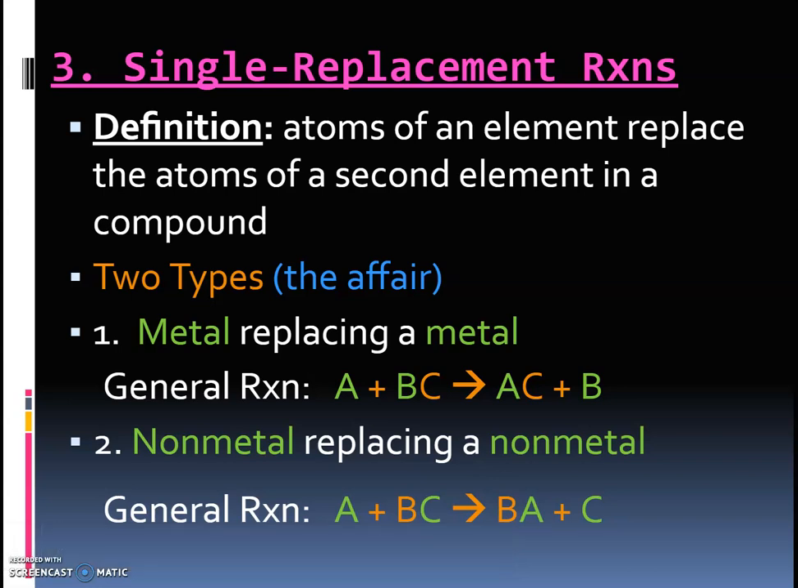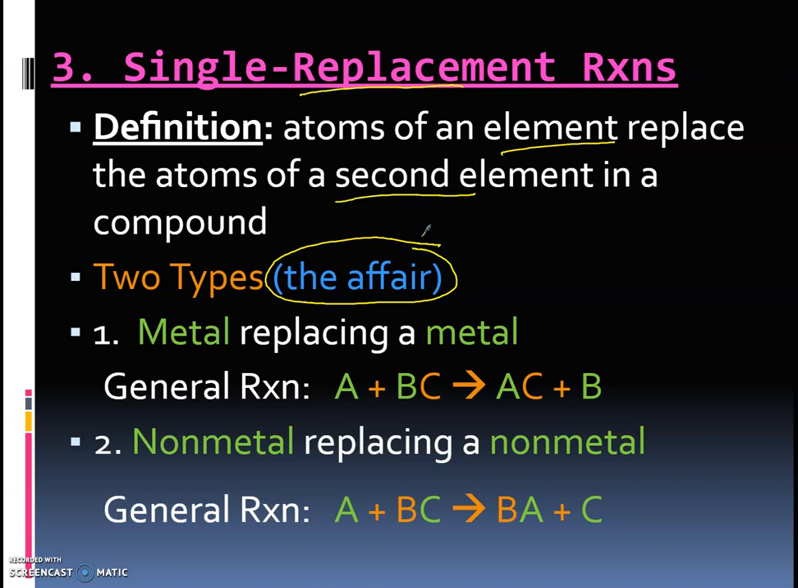Alrighty, single replacement reactions. What does it mean to replace something? Like if you have to replace a light bulb, it means that you need to exchange it. You need to switch it out. So in a single replacement reaction, atoms of an element are going to replace the atoms of another element in a compound. So I call this the affair. Ooh, this is so scandalous.